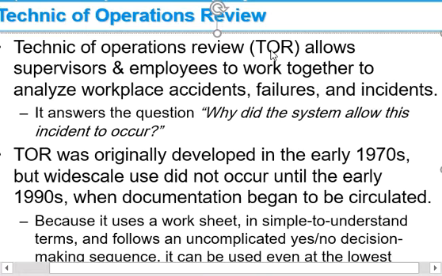So the last one will be the TOR, technique of operations review. When do we usually apply it? We apply it after a failure happens, after the problem happens, after the incident happens. So the supervisors, the employees, anyone who is involved in that situation sit together and start asking certain questions and reviewing the details to answer a very simple question: why did this happen, and what should we do to not allow it?